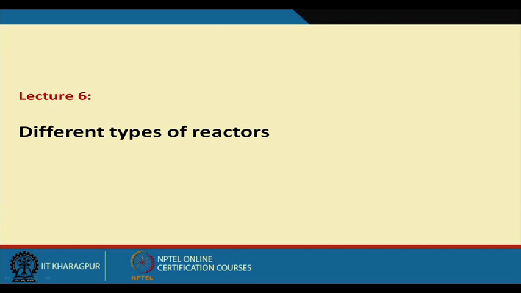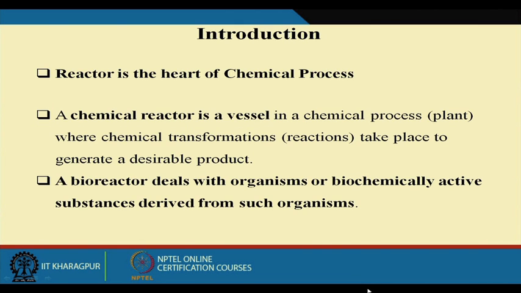Today my lecture is on different types of bioreactors, because in the last class I tried to discuss the reaction kinetics, and at the same time I tried to discuss what we mean by reactors. And again I want to repeat it, reactor means the vessels in which the reaction takes place. Now here, a chemical reactor is a vessel in a chemical process or plant where the chemical transformation takes place to generate the desired product.